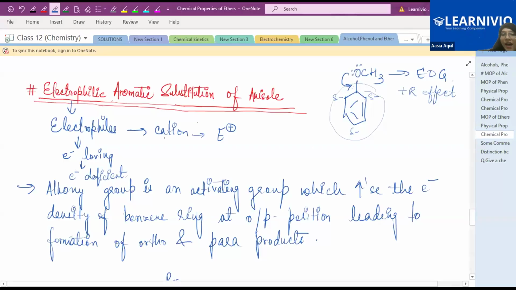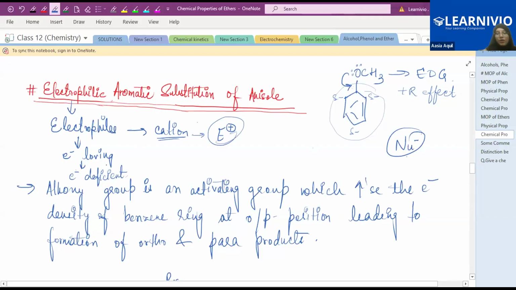So that's why they are cations. Cations means it has a plus charge, which means the opposite, it has a deficiency of electrons. It is electron deficient, so that's why it is a cation. So how do we show electrophiles? E plus. And on the other hand, how do we show nucleophiles? Nu minus, because it is electron rich, right? Okay, so electrophiles are electron loving, electron deficient.